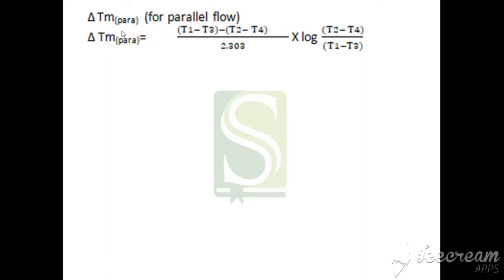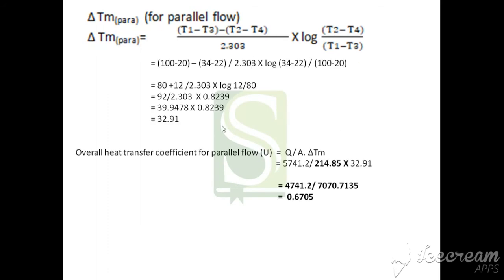Now for parallel flow, we have to calculate the mean temperature drop. So the formula for it is delta Tm is equal to (T1 minus T3) minus (T2 minus T4) divided by 2.303 into log of (T2 minus T4) upon (T1 minus T3). Okay. So here we will substitute the values and we get the value for delta Tm for parallel flow as 32.91. Okay.